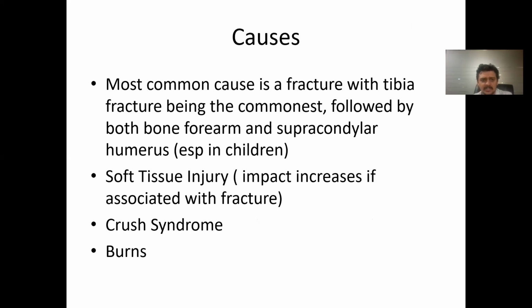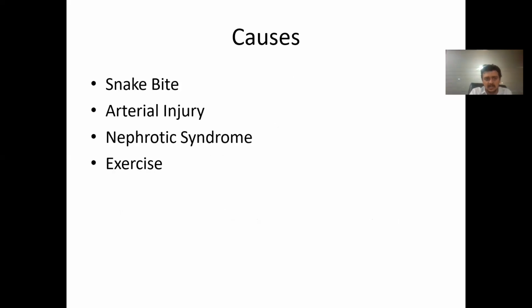Now acute compartment syndrome. The most common cause is fracture, with tibia fracture being the most common amongst all fractures. It is followed by fracture of both bones of the forearm, and then the supracondylar humerus fracture, especially in children. It can also be caused by soft tissue injury, and the impact increases if soft tissue injury is associated with any fracture. Then crush syndrome, burns, snake bites, any arterial injury. Nephrotic syndrome can also cause compartment syndrome, and last, exercise can cause the chronic compartment syndrome.